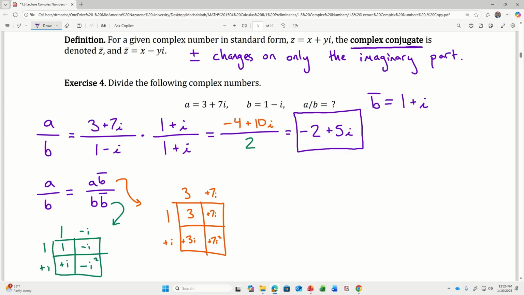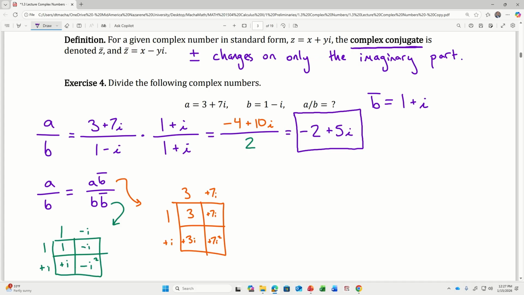I'll give you a minute to catch up writing if you need to. So we got two multiplication problems. We multiply across the top of the numerator, a times conjugate of b, since that's in orange. 7i squared is negative 7. And then we also multiply b times conjugate of b in the denominator, 1 minus i times 1 plus i. That's here in green. Negative i squared is the same thing as plus 1. That's where I get 1 plus 1 is 2.